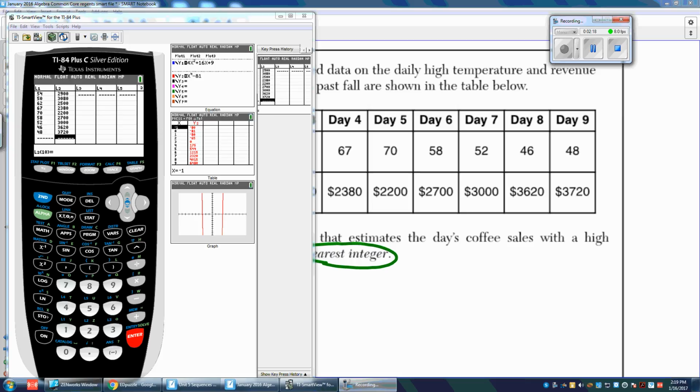You'll notice after entering in all the Y values that the level is common right there for the L1 and L2. It should be the same height. Otherwise, you don't have the same number of X's and Y's, and it's not a function. So we're trying to find the equation.